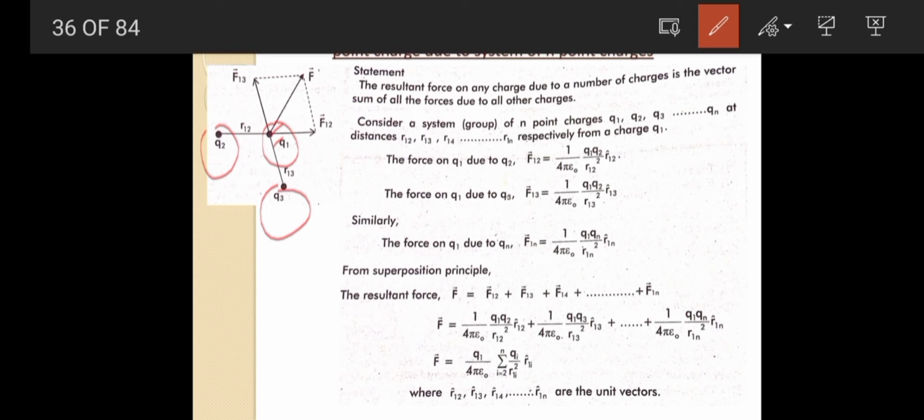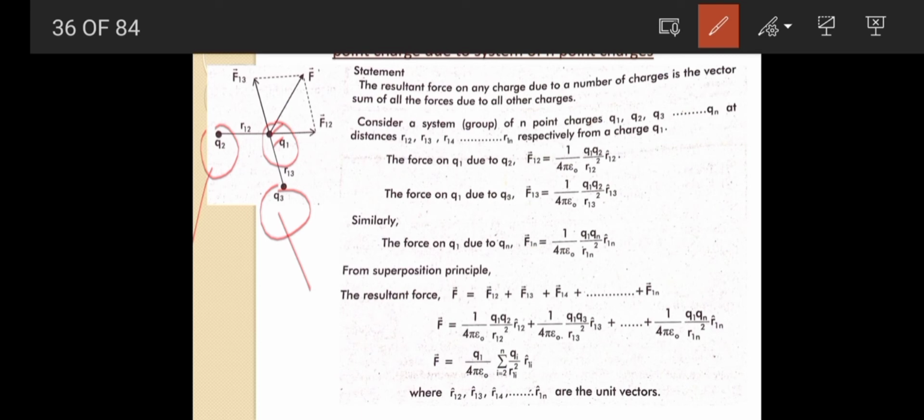So how to find out the total force which is acting on charge particle q1? It is the vector sum of force q2 and force q3. So this is what the superposition principle says.